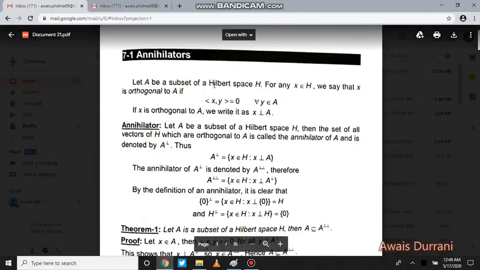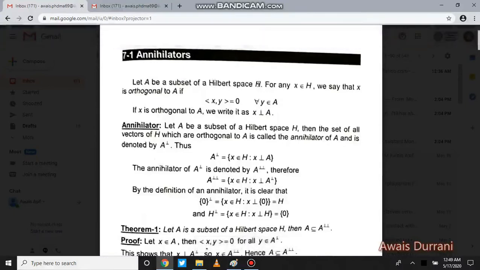For that, suppose we have H as a Hilbert space. You all know what is a Hilbert space. A complete inner product space is called a Hilbert space. What is a complete inner product space? An inner product space in which every Cauchy sequence is a convergent sequence is called a complete inner product space or a Hilbert space.